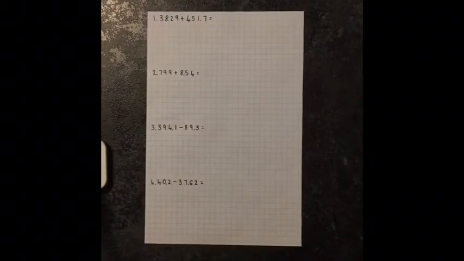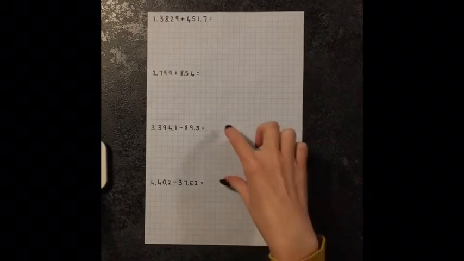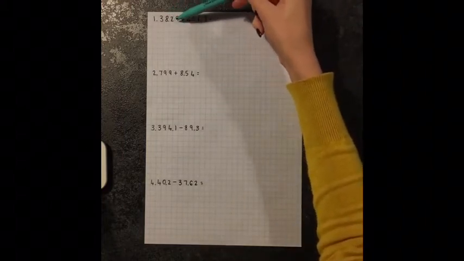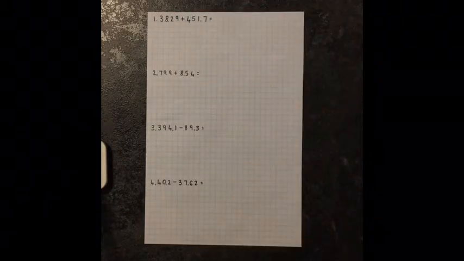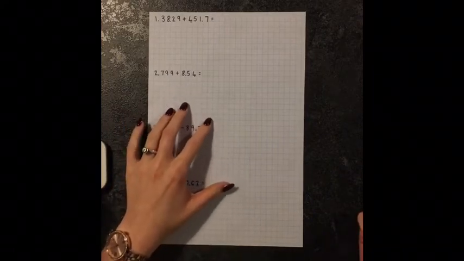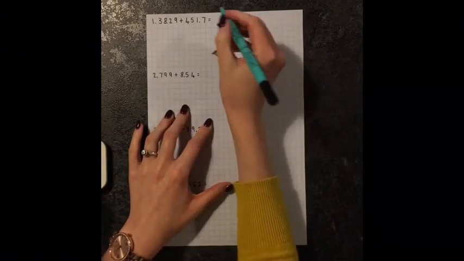Okay, so we're going to go through 2 examples of adding numbers with different amounts of decimal places and 2 examples of subtracting numbers with different amounts of decimal places. So the first calculation we're going to look at is 38.29 and we're adding 451.7. So I'm going to use a formal method for addition. I'm going to use a column. So I'm going to place these 2 numbers in a column.